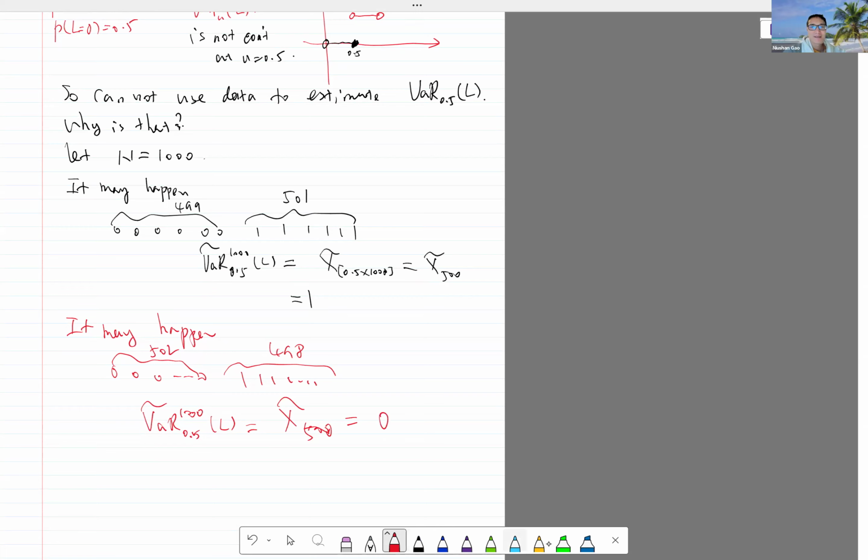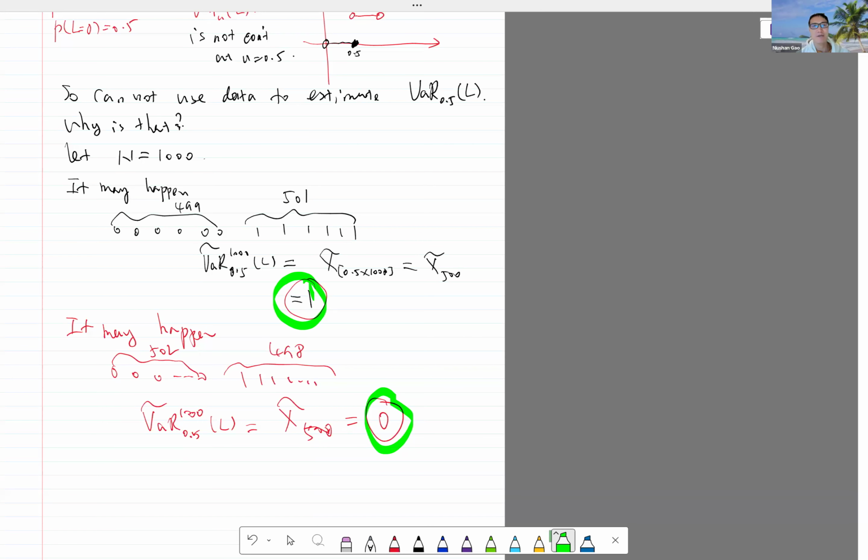You can see, because when you flip it, the number of heads or tails is around 500, but it can vary around it, right? Today you flip it 1,000 times. Tomorrow you flip it another 1,000 times. The day after tomorrow another 1,000 times. But your estimated value at risk is not stable. Today it may be 1, tomorrow it may be 0. It's jumping between two numbers, 0 and 1, not stable.